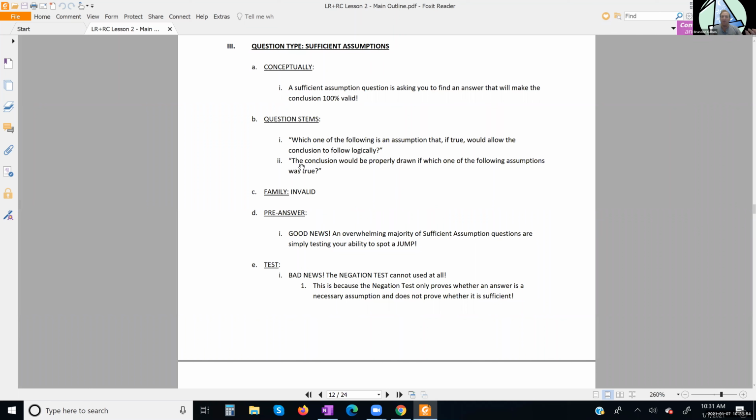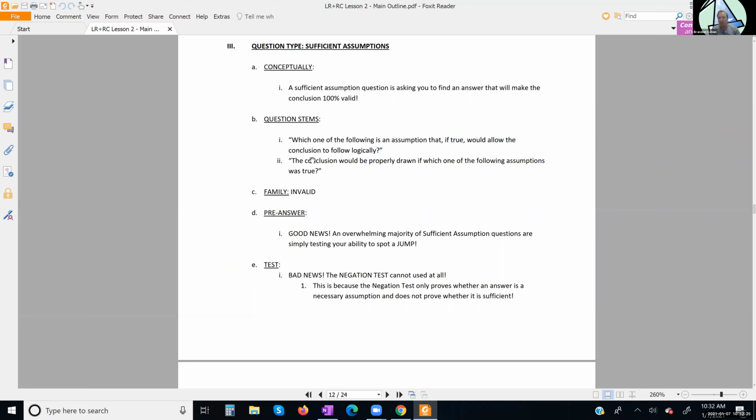Now, how do we know we have a sufficient assumption question? By question stem, it's going to tell you that you need an answer choice that will make the argument true. Specifically, we'll see the word assumes in the answer and the question stem typically, and it's going to say that assumption, which the following if assumes, so the answer is going to be an assumption that if you do assume it, if true, it would allow the conclusion to follow logically. And that language, follow logically, is very different than just supporting the argument. Follow logically means that it's proven.